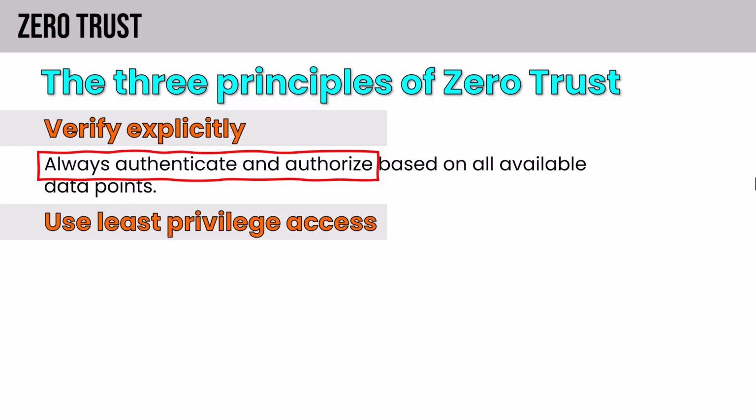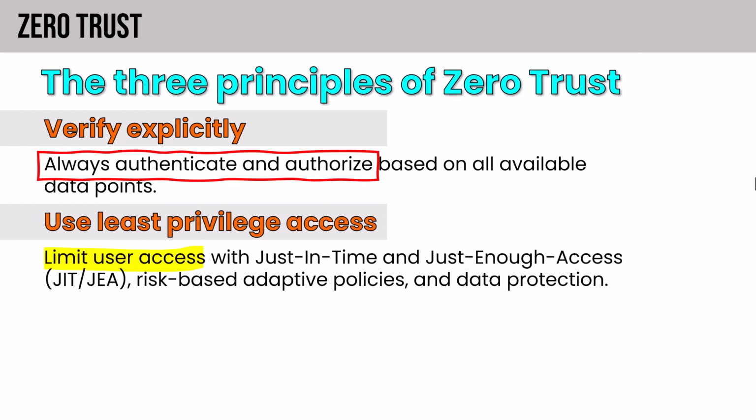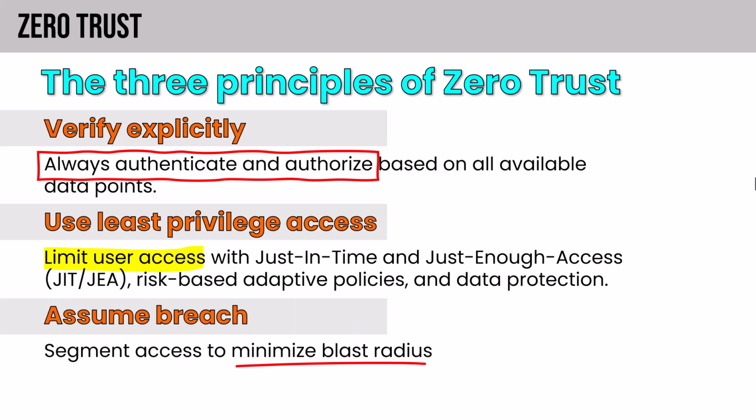Use least privilege access. So we limit user access with just-in-time and just enough access, with risk-based adaptive policies and data protection. And our third principle is assume breach. We segment our network and access to minimize the blast radius in the event of a breach.